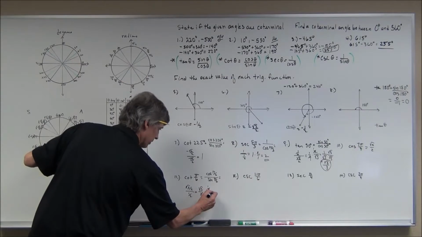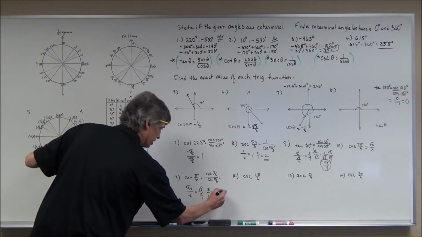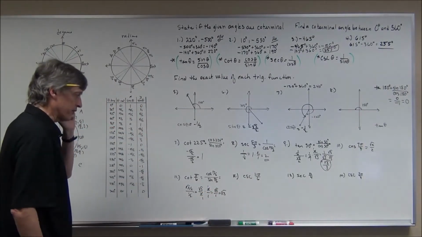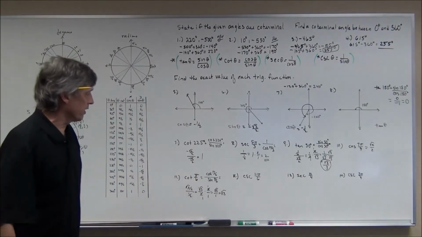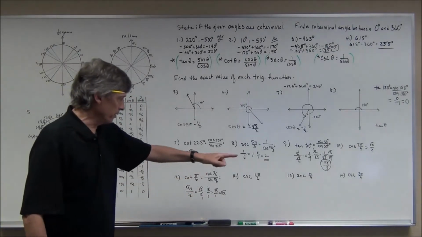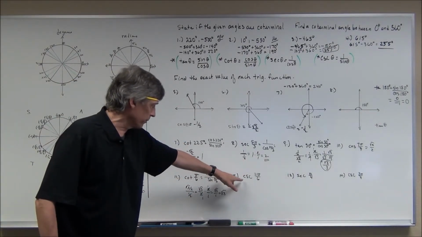So this is the square root of 3 over 2 times the reciprocal, 2 over 1. Well, that one worked out real nice. I get the square root of 3 over 1, which is just the square root of 3. I don't have to rationalize the denominator there. It was a rational number to begin with. Probably going to have at least 1 or 2 of these here.